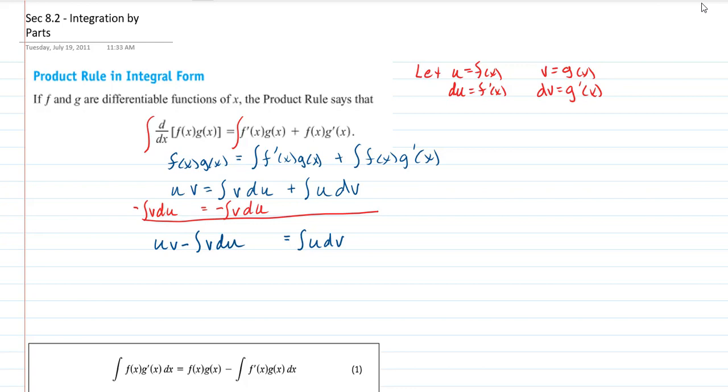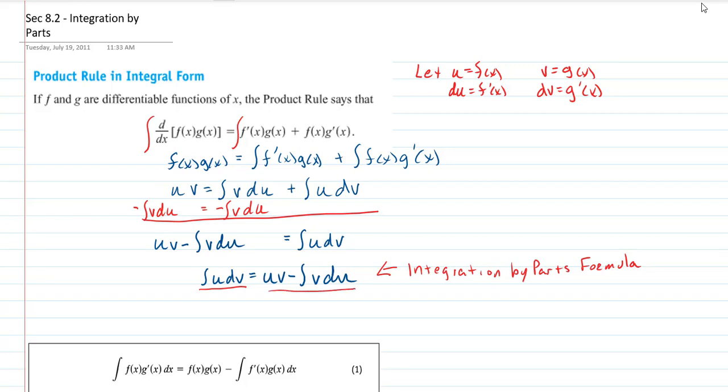Now I want this u dv on the left, so I'm going to rewrite that as the integral of u dv is equal to uv minus the integral of v du. And this is what we call our integration by parts formula. And we know that it works because we took it from the product rule for derivatives. So we've algebraically manipulated this so that if I have an integral that's in this form, then it will be equal to this. This is a new technique that we're going to use. You need to memorize this integration by parts formula. And the quicker you do, the better your life will be.